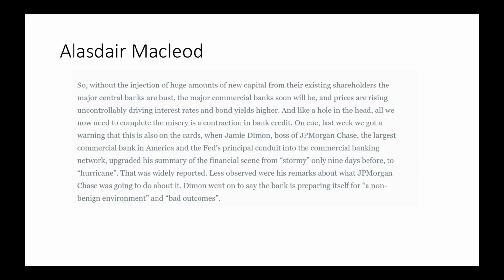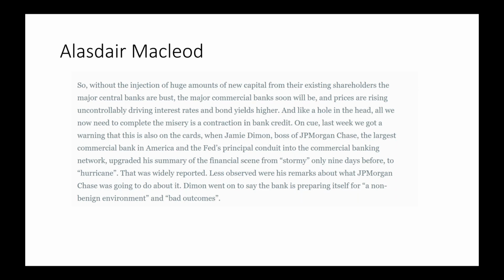All these central banks are in very, very poor shape. So Macleod concludes, I think correctly, that without the injection of huge amounts of new capital, the major banks are broke. And like a hole in the head, all we need now to complete the misery is a contraction in bank credit.